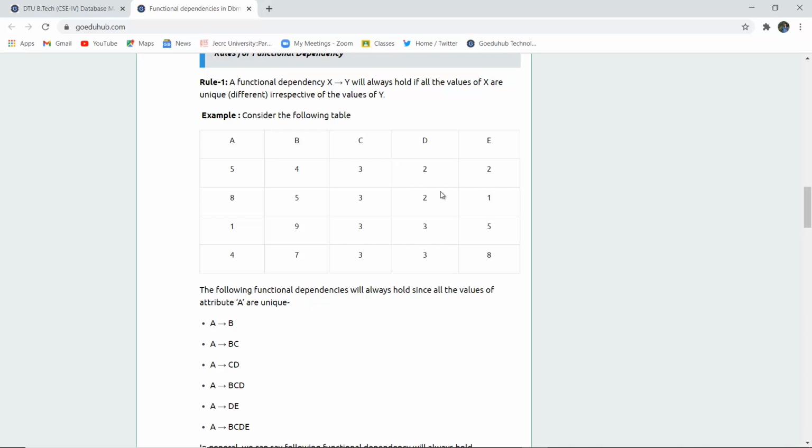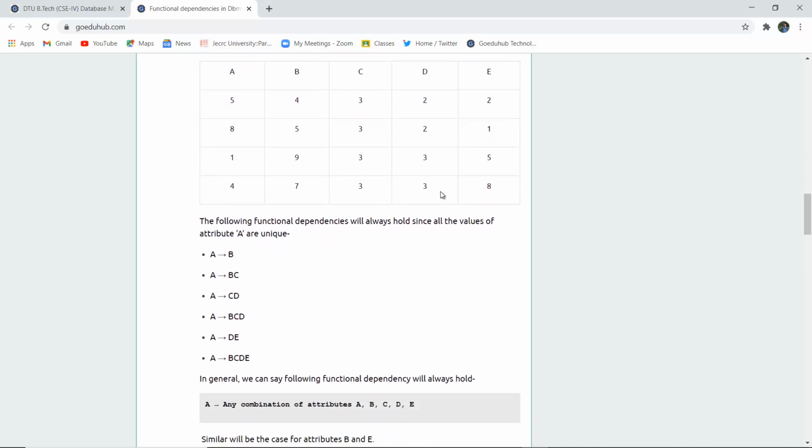So if you consider the following table shown here in the example, how can you see that the following functional dependency exists? That is, A determines B. The following functional dependency will always hold since all the values of attribute A are unique. These values are unique among all the attributes. So A is always the determinant set, and these are the dependents.